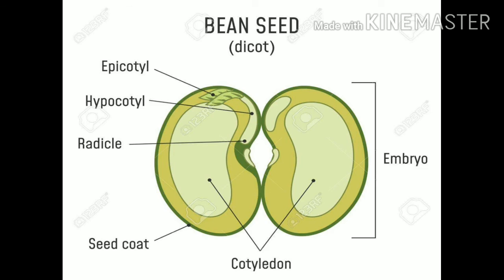Radicle will form the roots and plumule will give rise to shoot.